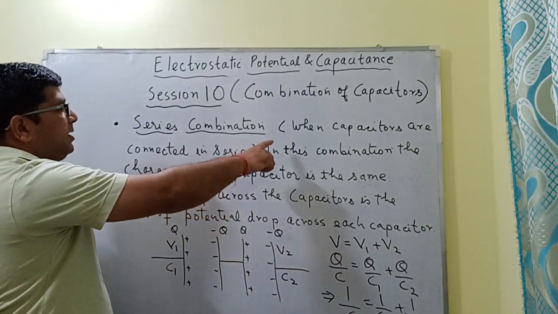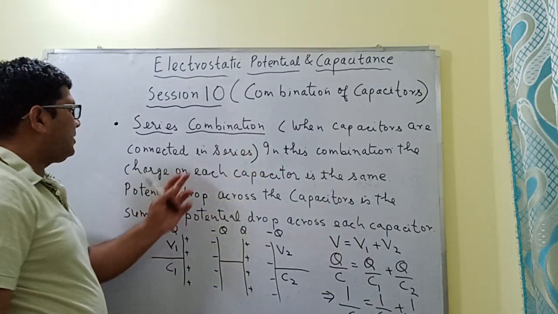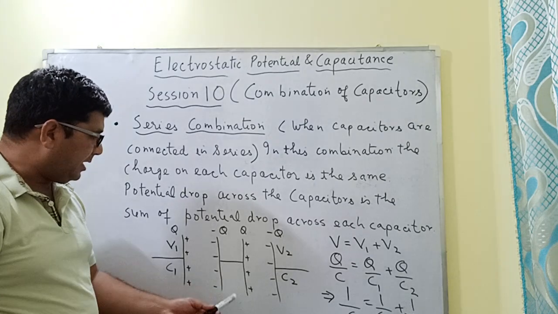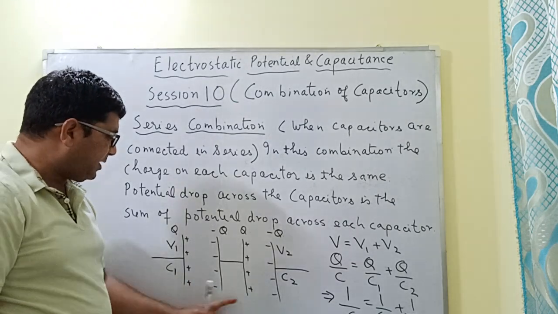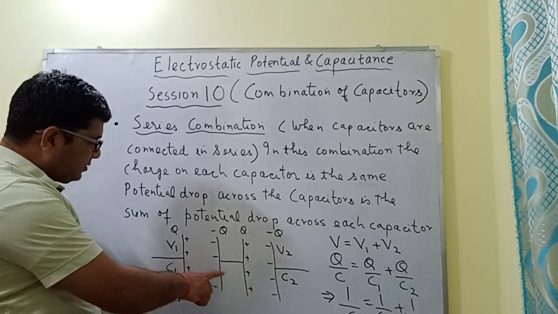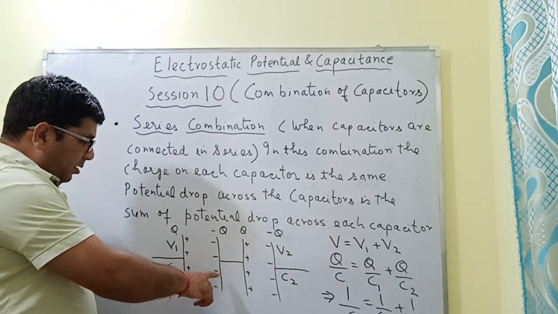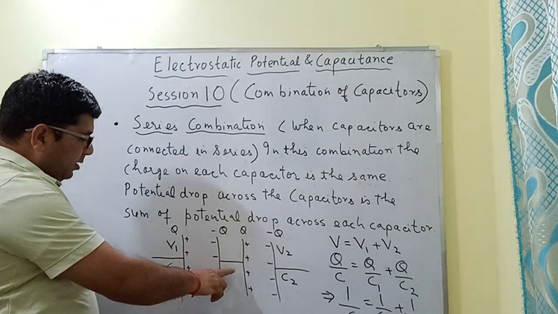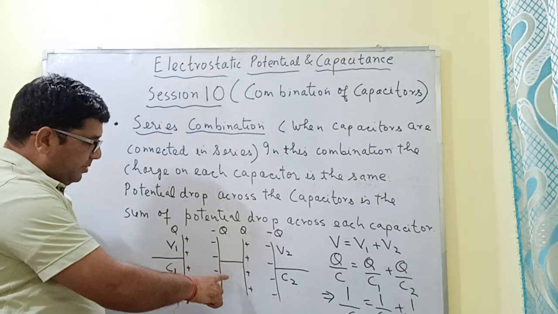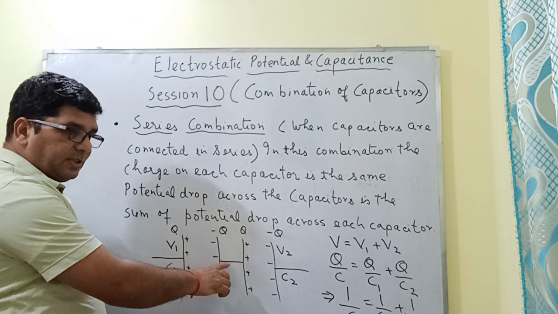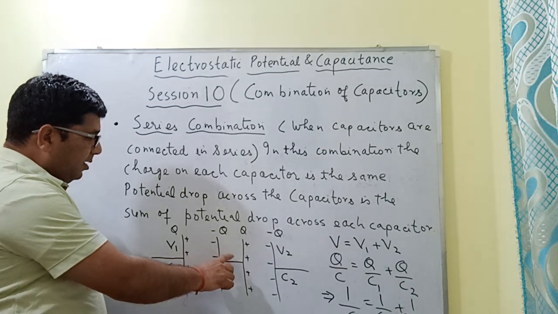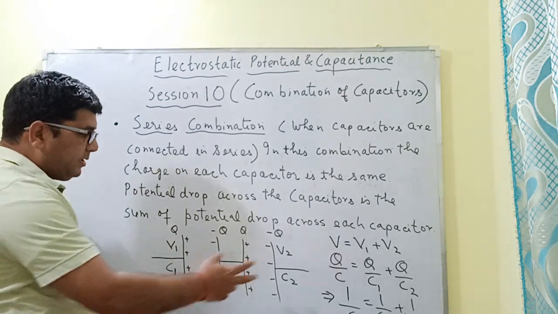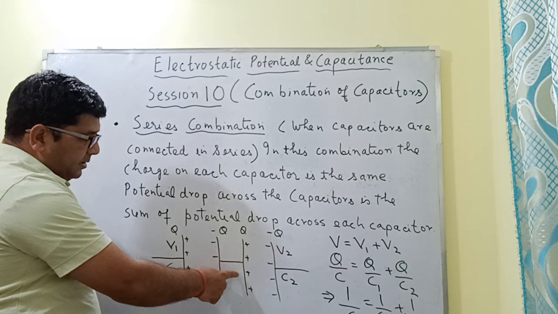तो series combination में क्या है कि the capacitors are connected in series. और एक मैंने छोटा सा यहाँ पे एग्जाम्पल लिया हुआ है. यहाँ पे मैंने दो कैपेसिटर्स को सीरीज में कनेक्ट किया हुआ है. So this is a series combination. So series combination में क्या होता है कि in the series combination one end, or we can say one terminal of one capacitor is connected to one terminal of the other capacitor.